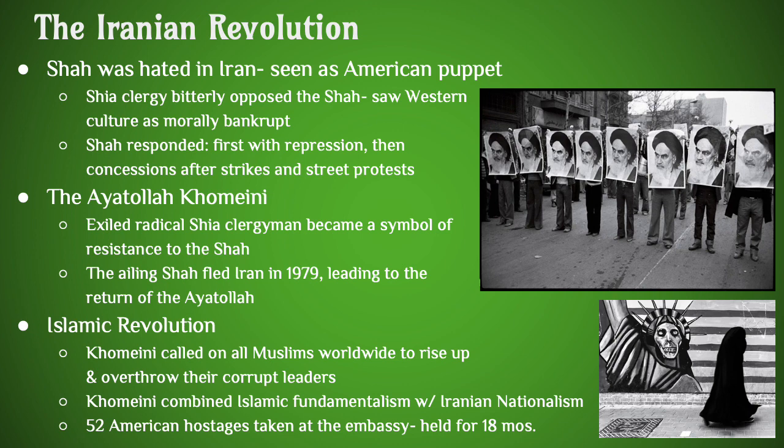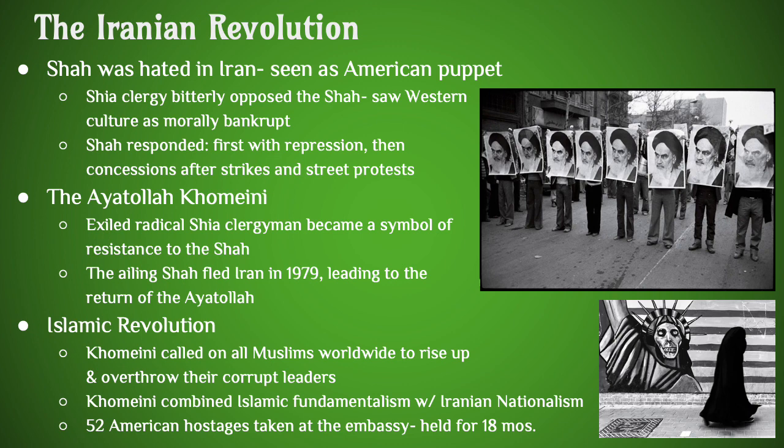And in the late 70s, the Shah was dying. He was very, very ill, and he fled Iran in '79, which paved the way for the return of the Ayatollah, which also launched the Islamic Revolution in Iran. The Ayatollah Khomeini called on all Muslims all over the world, regardless of different types of Islam, to rise up and overthrow their corrupt leaders, whether they were actual colonies or the corrupt Western-aligned political leaders of those countries.